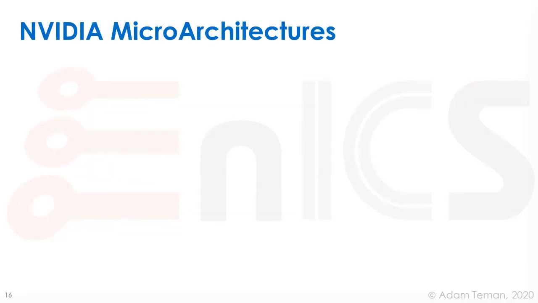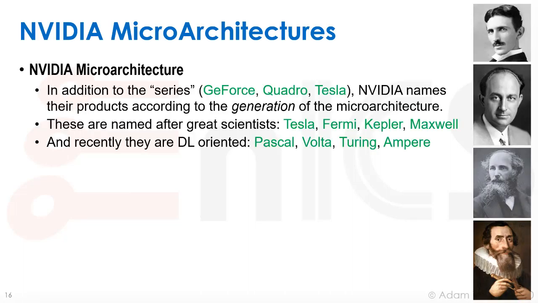If NVIDIA is the leader in this, I'm going to discuss NVIDIA almost exclusively. And it gets really confusing because their microarchitectures have strange names. Let's start with the series, which we discussed before. There's the GeForce, which is for consumers, the Quadro for workstations, and the Tesla, specifically for deep learning training. But in addition to that, they name their products after the generation of the microarchitecture, and these are named after famous scientists, a few of whom we see here on the side.